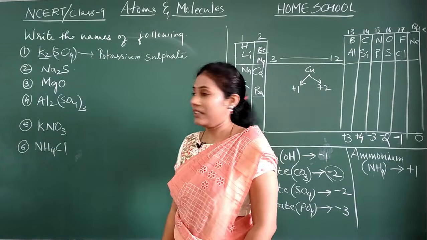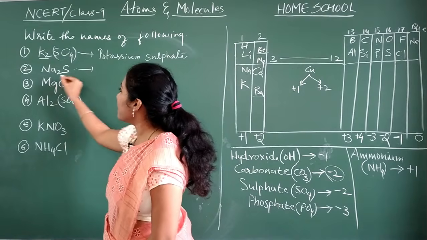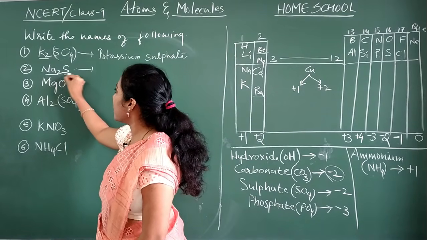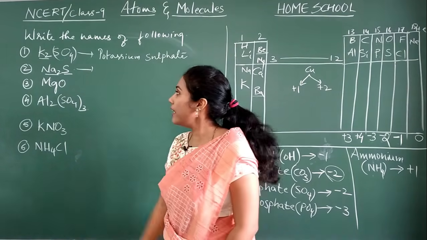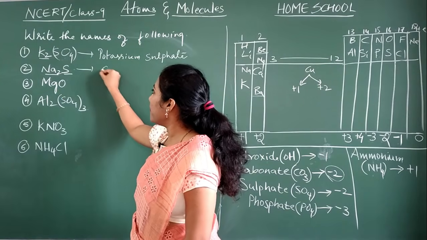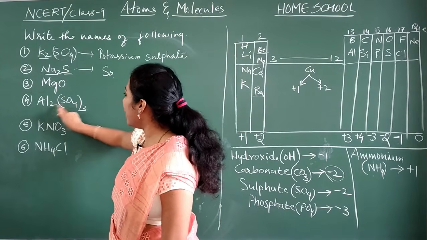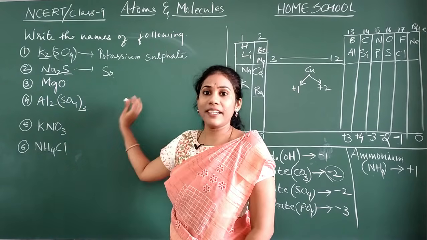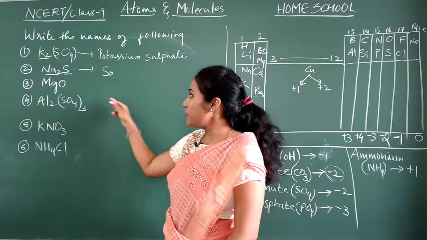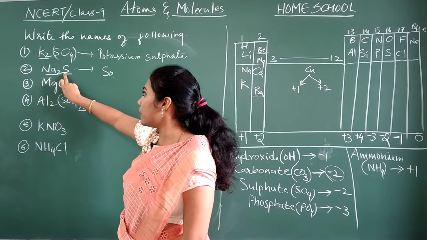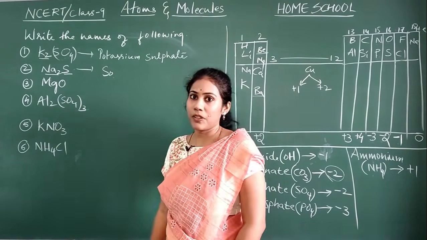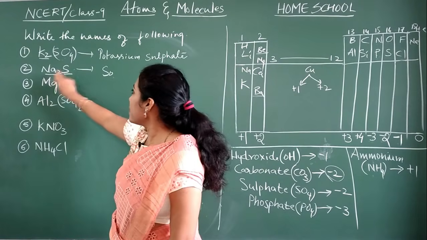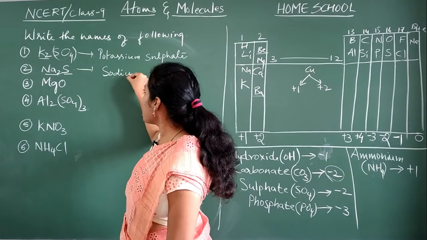Fine. Coming to the next compound, break it into 2 parts. This is one element, this is another element. Na is sodium. These numbers and valencies have nothing to do with writing the names. You just have to see what element or group is present and write its name. Na means sodium.